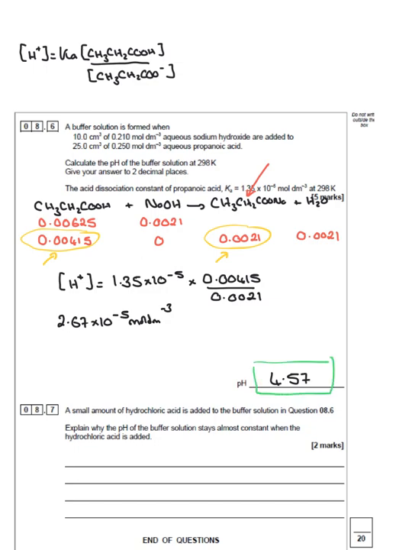Now, if we have a check back, does that seem reasonable for an acidic buffer? Well, it does, because it's a weak acid plus a conjugate base, the conjugate base being a salt of that acid.